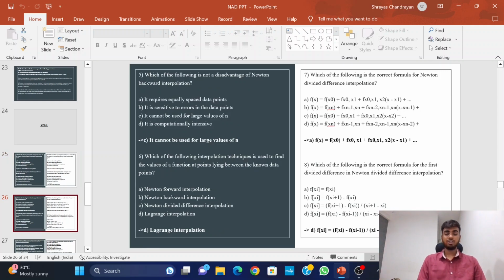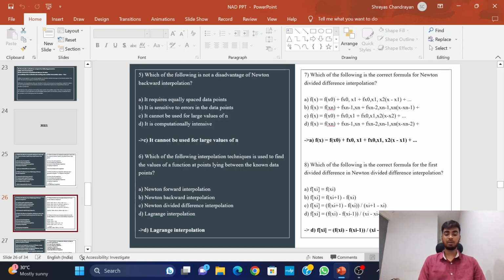Question 5 states, which of the following is not a disadvantage of Newton backward interpolation? The given options are, it requires equally spaced data points, it is sensitive to errors in the data points, it cannot be used for large values of n, and it is computationally insensitive. So the correct answer option is, it cannot be used for large values of n.